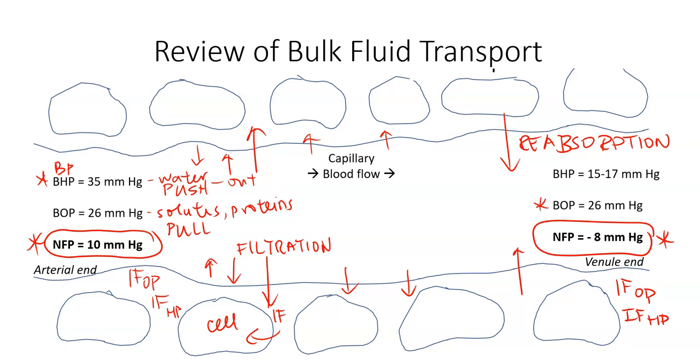So that means we're reclaiming about 90% of our fluids through reabsorption, and the other 10% is hanging out in the interstitial space. So we must use our lymphatic system to help pick up those remaining fluids. Otherwise, the fluids accumulate in the interstitial space and you can get a condition that's called edema. So edema means there are extra fluids in the interstitial space.